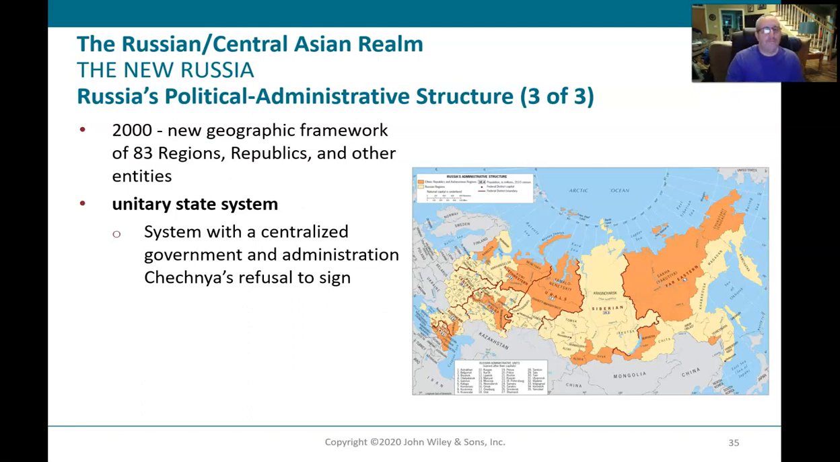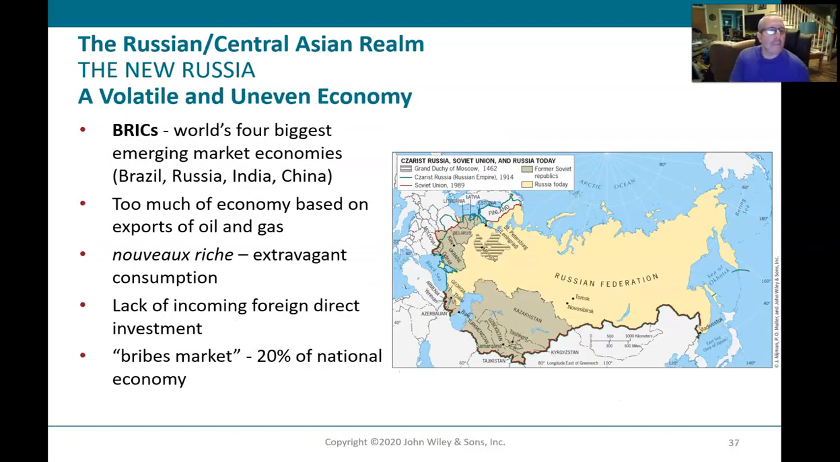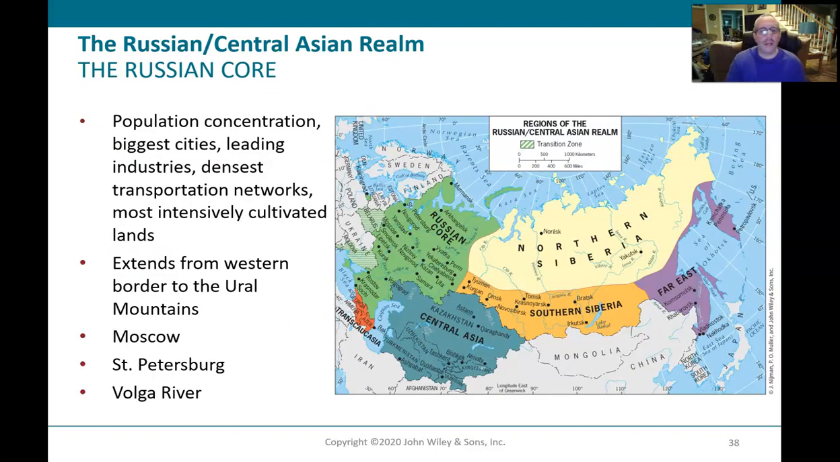So back in 2000, they kind of redid their geographic framework, and it kind of points out the regions that I told you about just before this. Again, you can read more about this in your textbook, talking more detailed about the centralized government and the Chechens and their problems with the Russian government. Population, again, it's in decline. I'm not going to go into great detail on this map. Just kind of reading through these to see if there's anything I want to mention in this lecture.